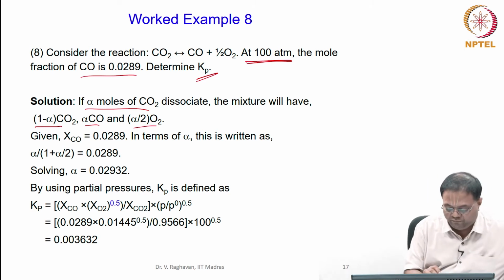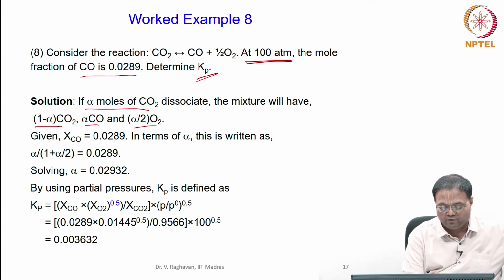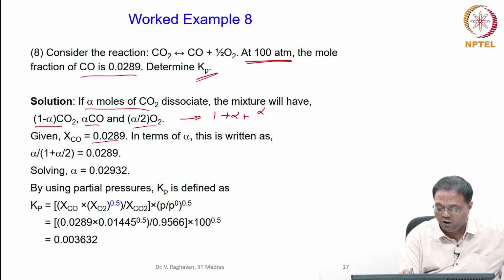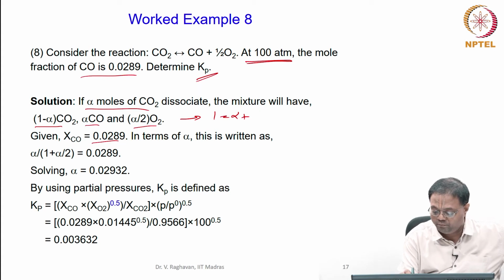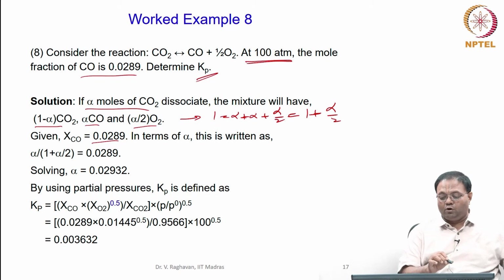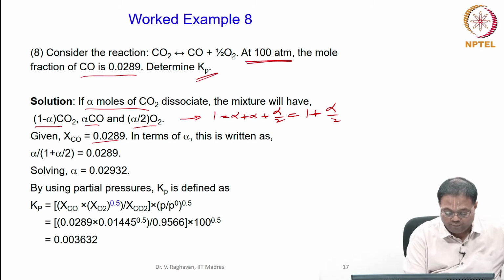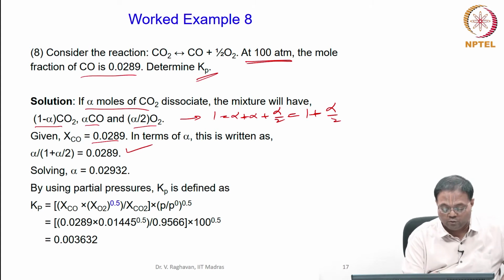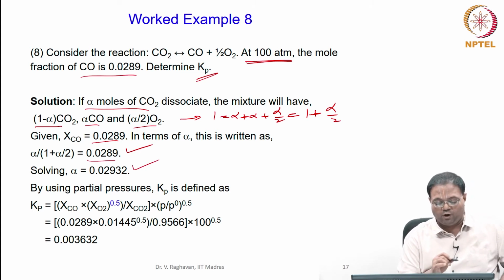Now the mole fraction of CO is given as this. That means alpha by 1 plus alpha by 2. The total number of moles will be 1 minus alpha plus alpha plus alpha by 2. This is equal to 1 plus alpha by 2. So that will be the total number of moles. Okay. Now alpha by 1 plus alpha by 2 is the mole fraction of CO, which is equal to 0.0289. So from that you can calculate alpha.